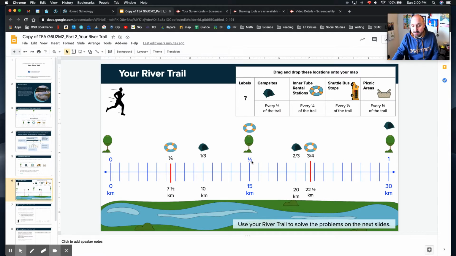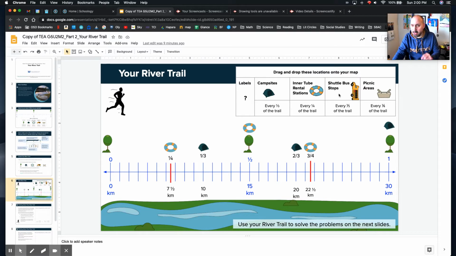So we have a fourth of the trail at 7.5 kilometers. A half of the trail, or two fourths, is 15 kilometers. So I put it above the park there. And then three fourths of the trail is at 22.5 kilometers. So that's how we're splitting that up. And then four fourths is at 30 kilometers. So that was the inner tube rental station. I think that one might have been the most difficult because we had to go between the half marks.